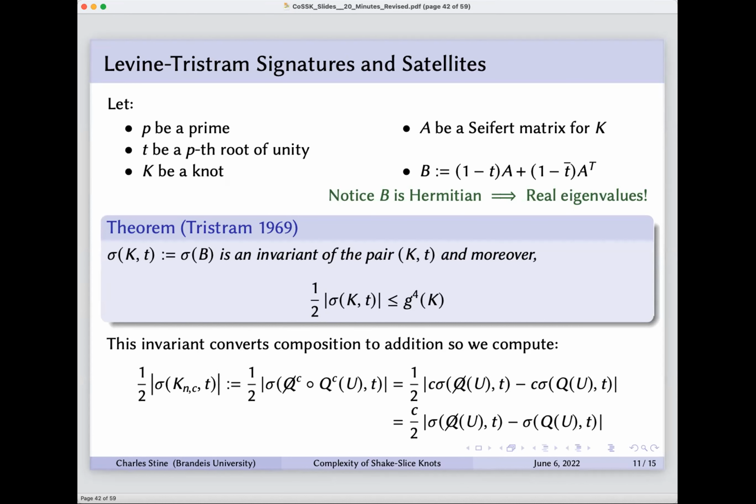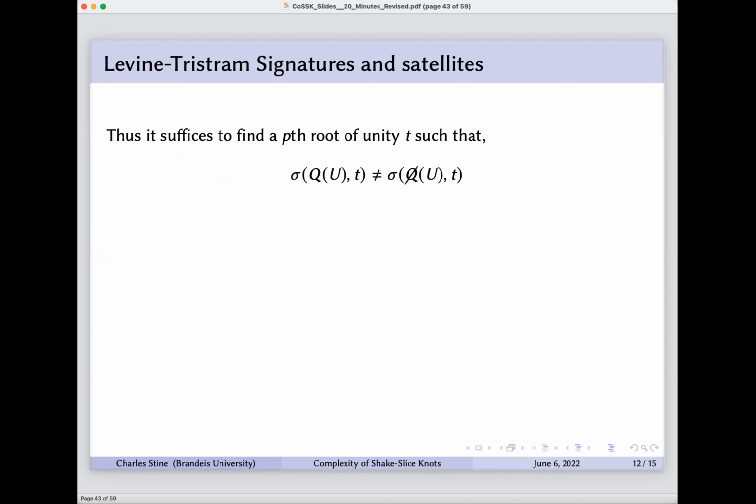So in fact, this means it suffices to find a pth root of unity T for some prime P such that these two signatures are not equal. And of course, one should note that because Q' depends on the framing N, we have to find a general solution to this problem which works for all of the framings covered by our theorem.